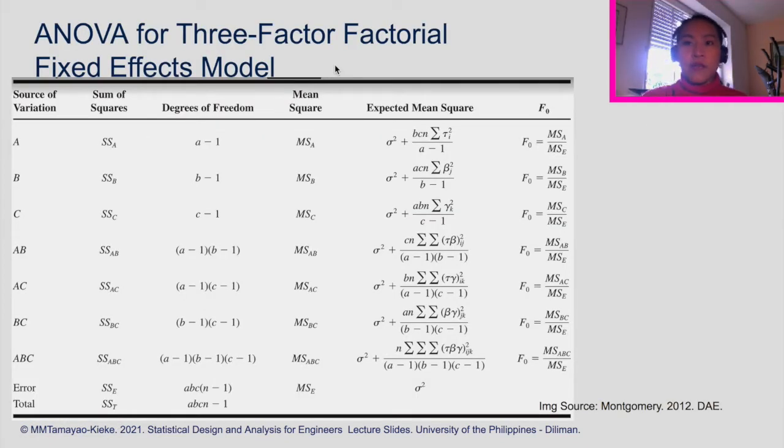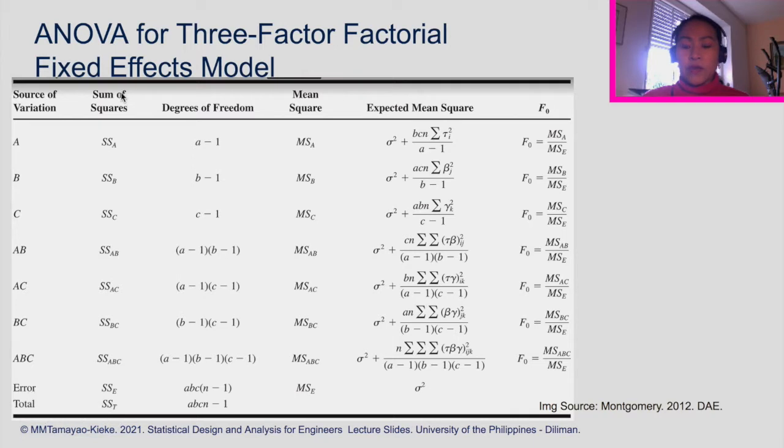Using these equations and the familiar equations for getting the mean squares, you can then summarize your ANOVA table for the 3-factor factorial as such. So again, you have your sources of variation in the first column. You have the 3 main effects. You have the interaction effects for 2-factor and the 3 factors. And then your error and of course your total.